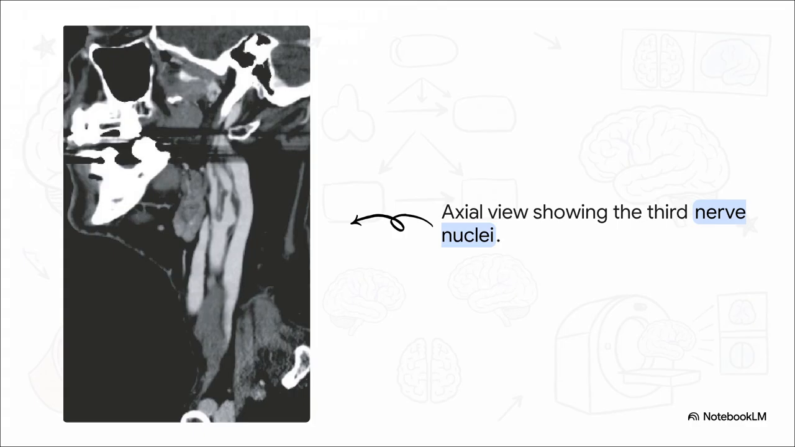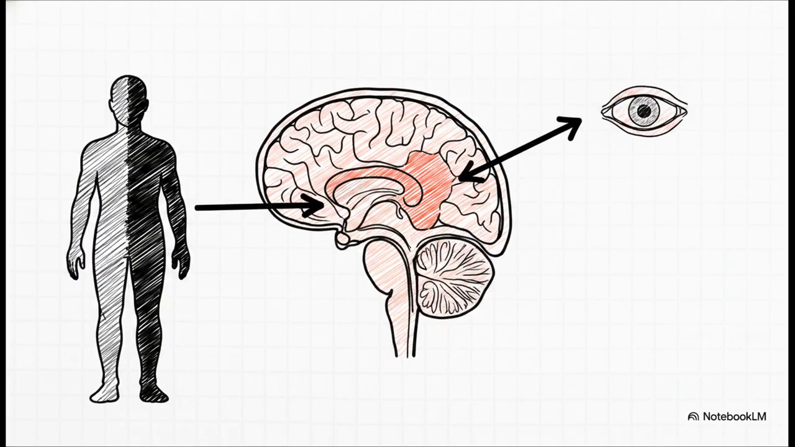In this axial view of the midbrain, look at the third nerve nuclei right near the center. You can see their nerve fibers projecting outward, right past the red nucleus and the massive crus cerebri, which, by the way, houses those all-important descending motor tracts. And that specific layout explains something super fascinating: crossed deficits.